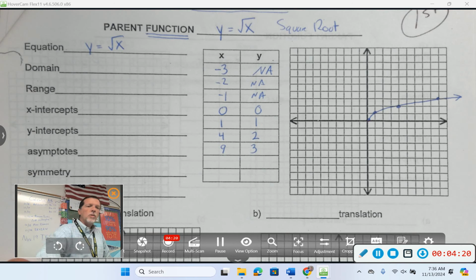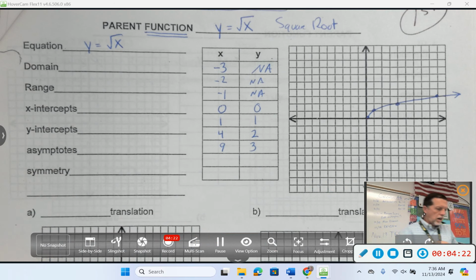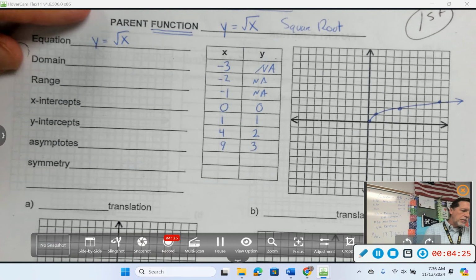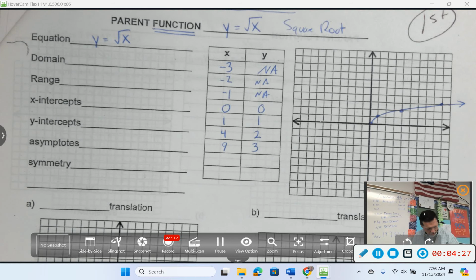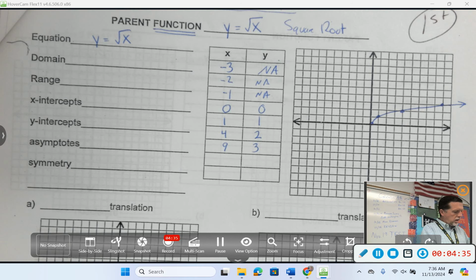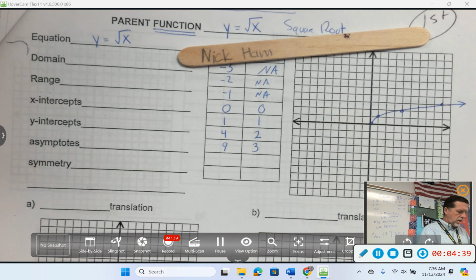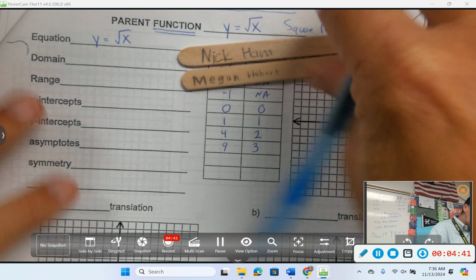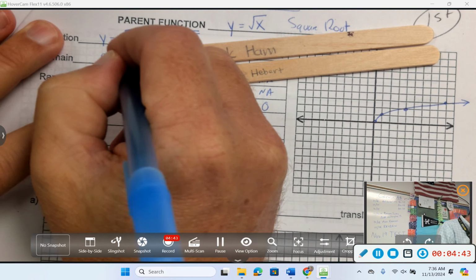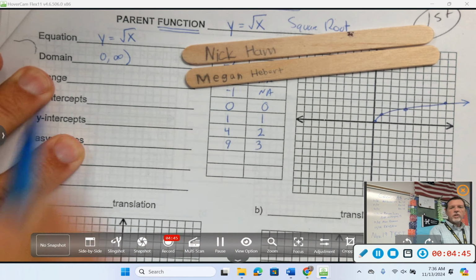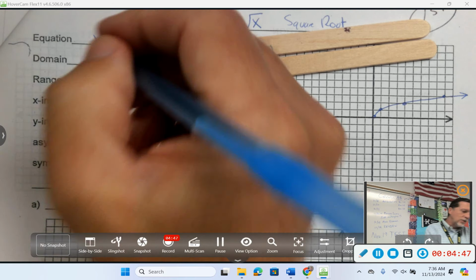Okay, now we can walk through those properties over here, looking at my picture. When I say walk through, I mean pull popsicle sticks for, because I think we know what these things mean. So, Nick, how about the domain? 0 to infinity. Good. Do you want to include 0 or not include 0? Include 0.